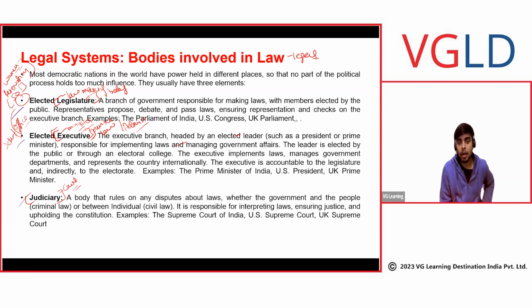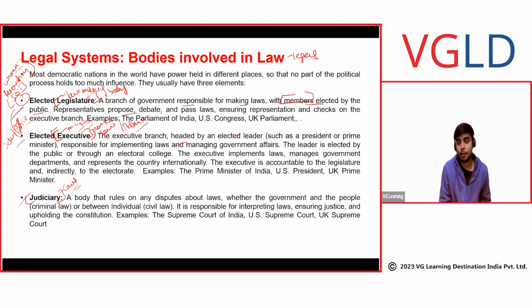A branch of government, basically legislature is a branch of government responsible for making law with members elected by the public. So definitely we are right now talking about a democratic country, and it makes sense because legislature cannot exist in a dictatorship. Legislation is where you make the law, agree, disagree, you debate. So in case of a dictator, it would not be possible. That's why it's always in a place where there's a democracy.